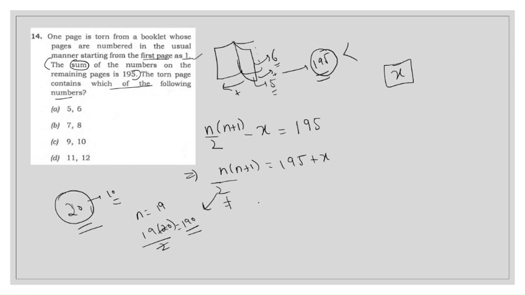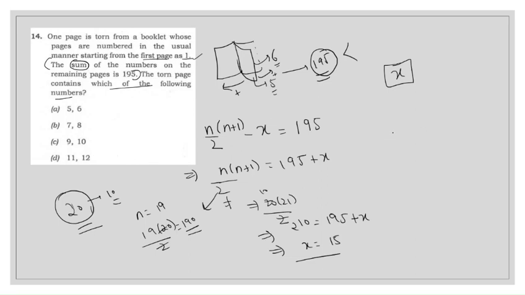So the next value that we can try taking for n is 20. So it will be 20 into 21 divided by 2, so it will be 210, and then this will be 195. So if we find out x, then x here will be equal to 15. And since x is equal to 15, we can check here the numbers whose sum is 15.